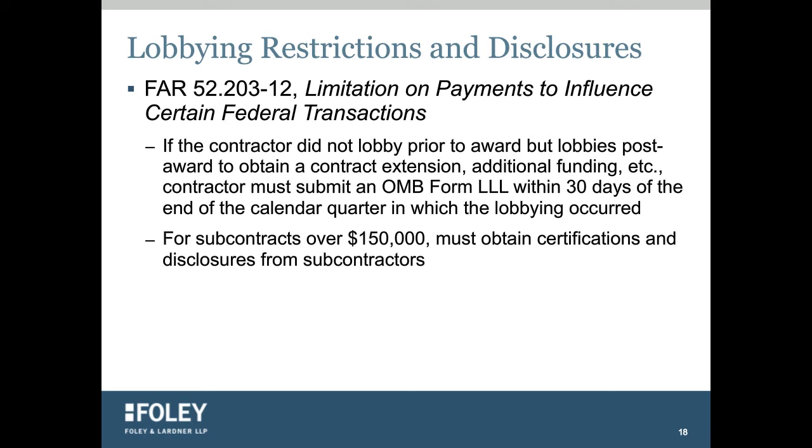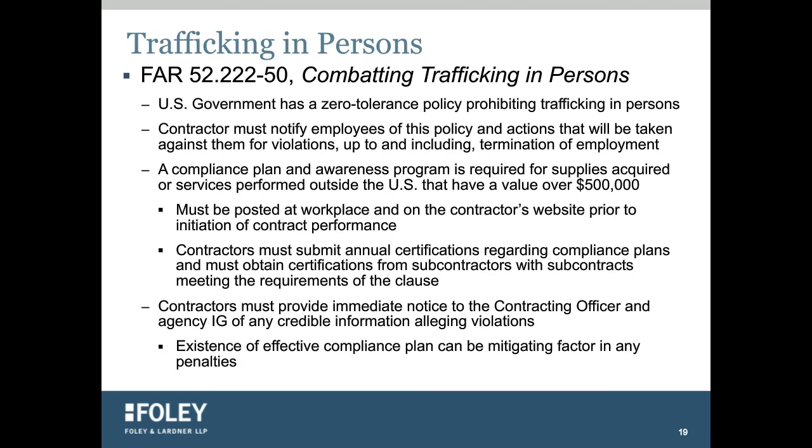Trafficking in persons. The U.S. government has a zero-tolerance policy on trafficking in persons, and FAR 52.222-50 includes a number of requirements related to this policy. Up front, I should say that when you think of trafficking in persons, you may think of the more severe forms of trafficking, such as forced labor or sex trafficking. But in fact, the conduct prohibited under the clause is much more broad than that. For example, it's a violation if you deny an employee access to their identification documents, such as their passports or driver's licenses. So at first glance, you may think that this would never apply to you, but just be aware that the clause may apply more broadly than you think.